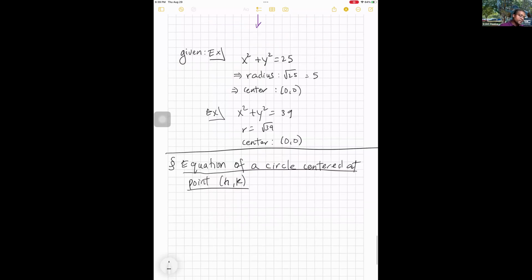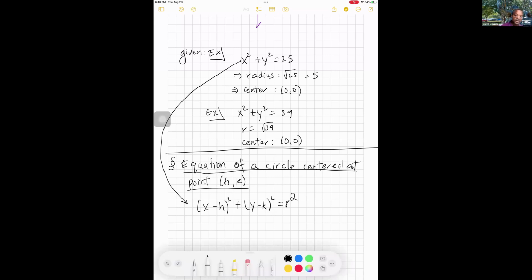What happens is your equation makes a small change when you move away from the origin. The equation becomes (x minus h) squared plus (y minus k) squared equals r squared. It is virtually the same equation, except I have made an adjustment because the center has moved. That adjustment is subtracting h from the x value and subtracting k from the y value. r squared.